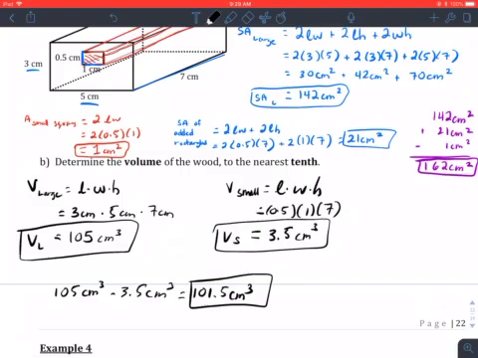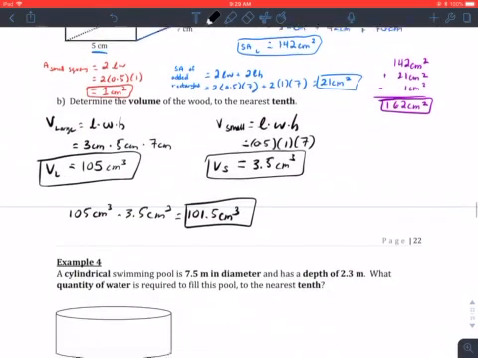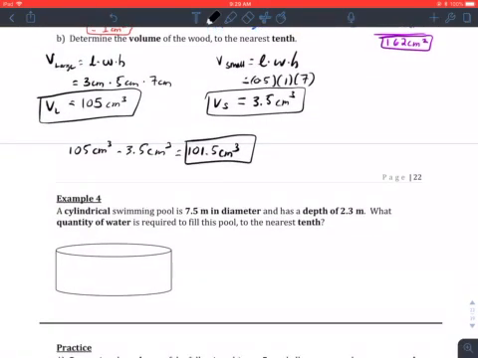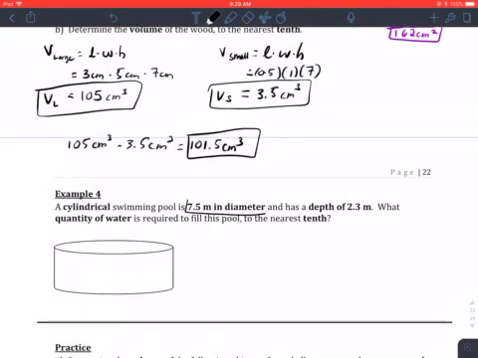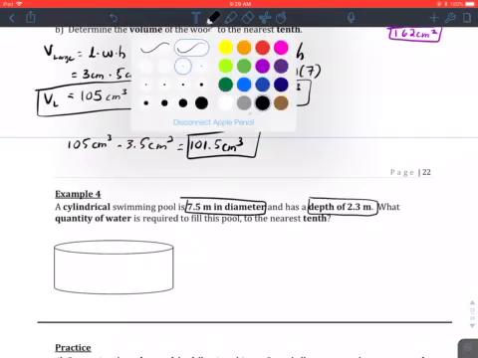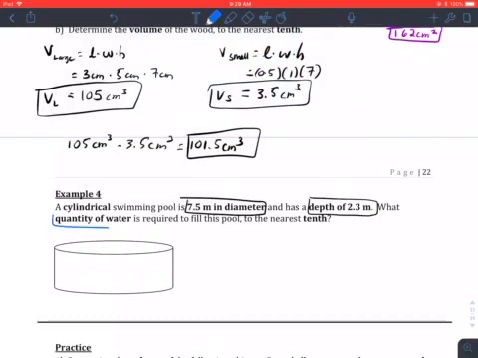Okay, one more example just to finish off this section, and we'll end the video there. So example 4, a cylindrical swimming pool is 7.5 meters in diameter, important, and has a depth of 2.3 meters, also important. What quantity of water is required to fill this pool to the nearest tenth?